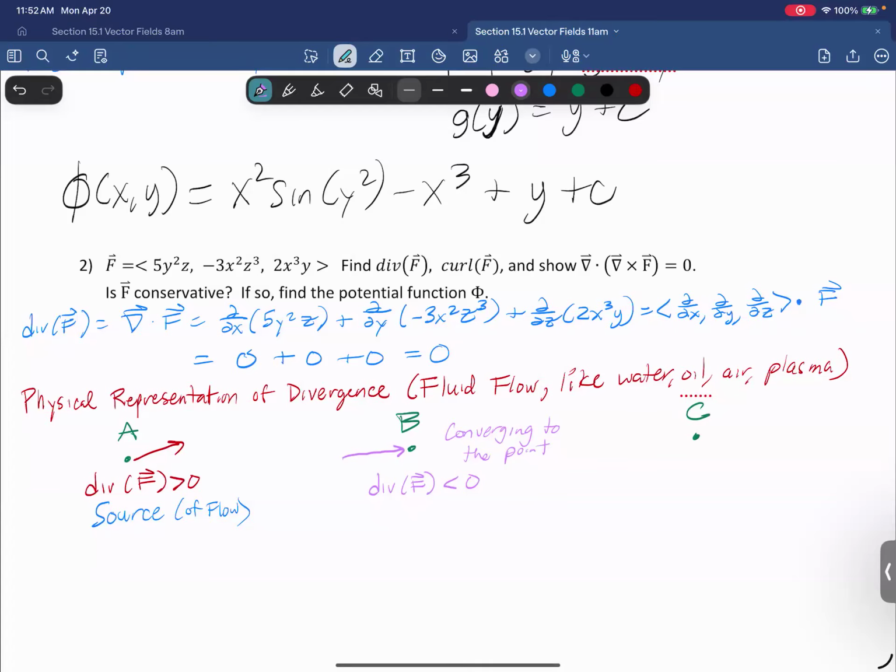And if water approaches the point, but it never leaves the point, it's acting like a black hole, or like a sink in the real world. It's like a drain. And we call this a sink. Sources and sinks.